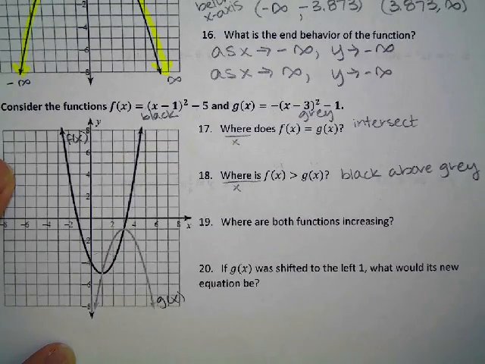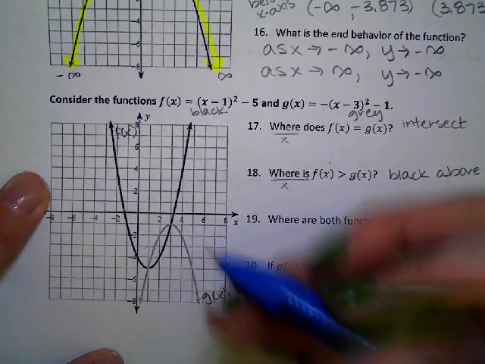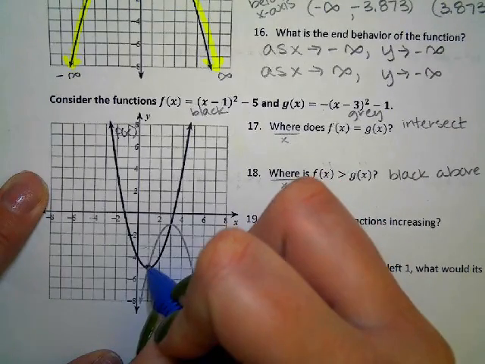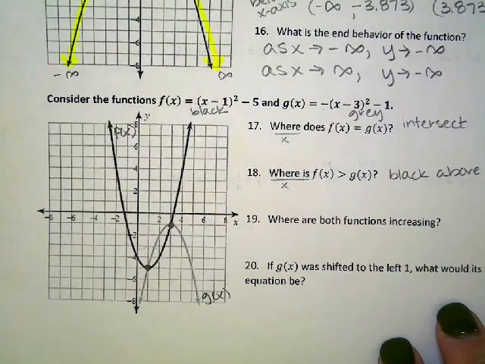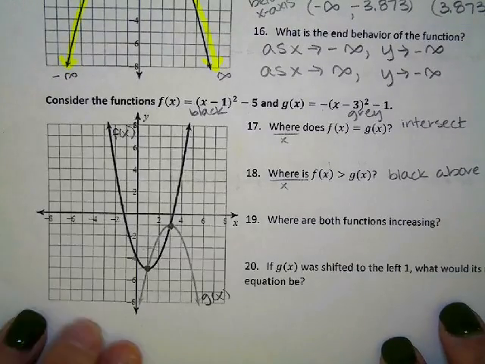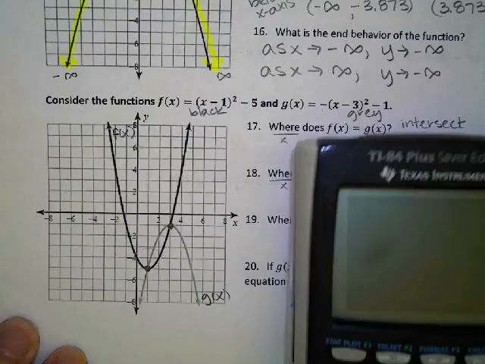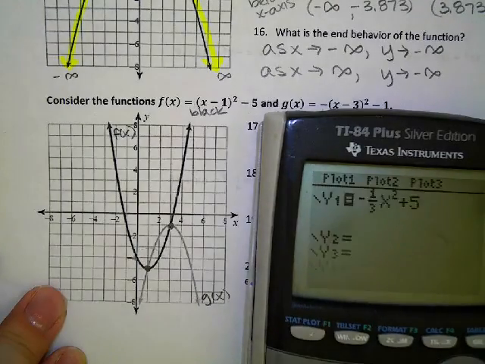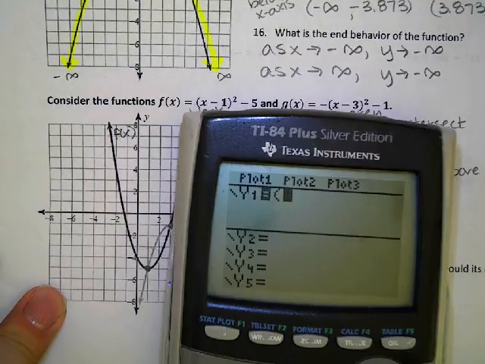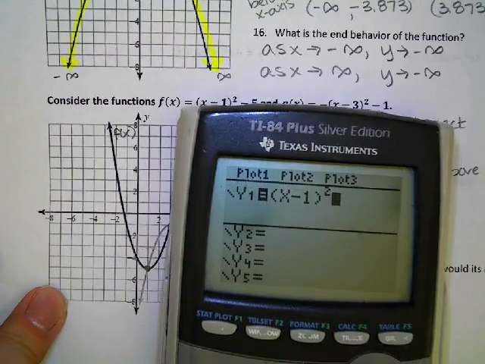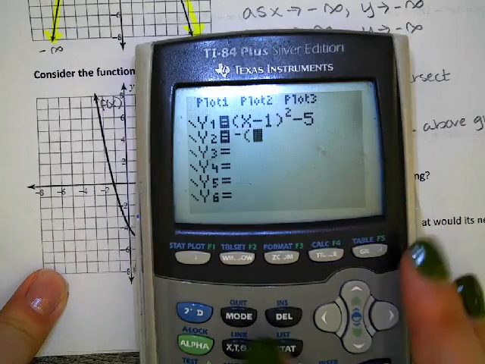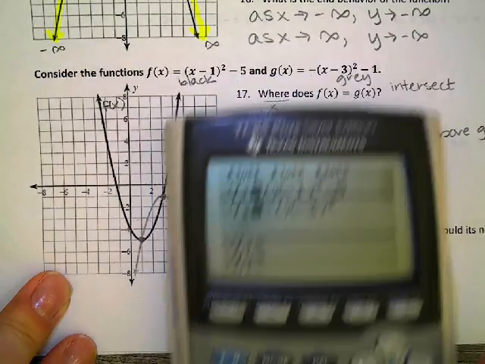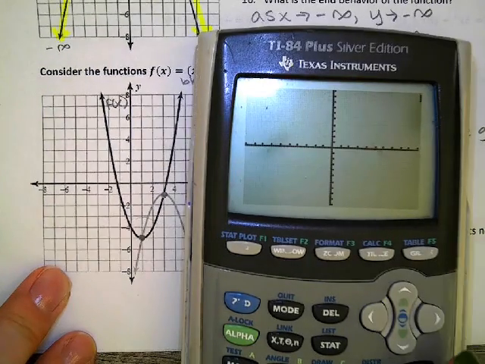Okay, so first, where does f of x equal g of x? Where are they intersecting? And this we can answer just by looking at the graph because they intersect at nice points, but we're going to go ahead and do it as though they didn't because I want you guys to know how to do this on a calculator. So we're going to graph it. F of x, x minus 1 squared minus 5, g of x, negative x minus 3 squared minus 1. Okay, so there's the picture.